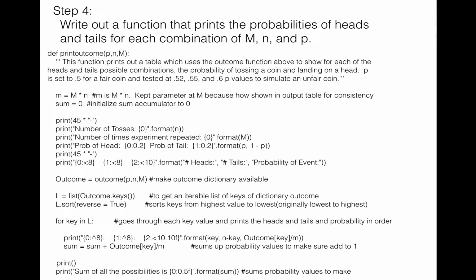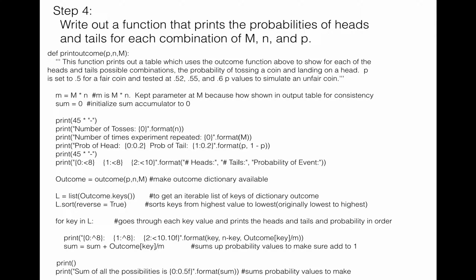And then step 4 was to write out a function that prints the probabilities of heads and tails for each combination of M, N, and P. So here I had to take that outcome function that you saw previously, and for each of those outcomes I need to calculate the relative frequency of the event, which is the probability, and that's just going to be the outcome that I generated in the outcome dictionary divided by the total number of outcomes. And I'll do that later on, but that's how I get the probability.